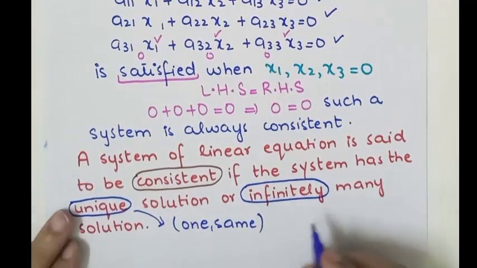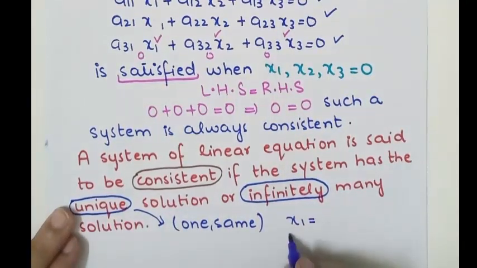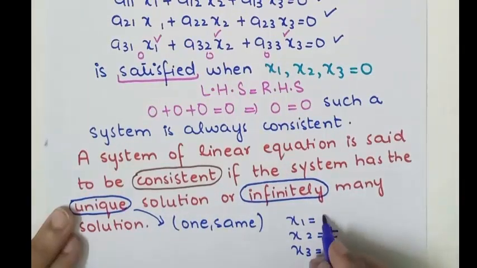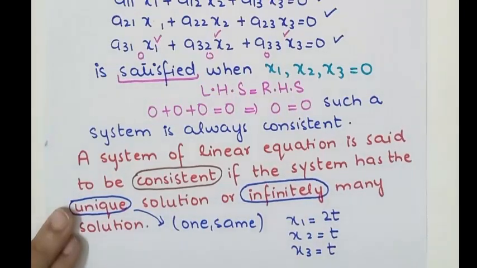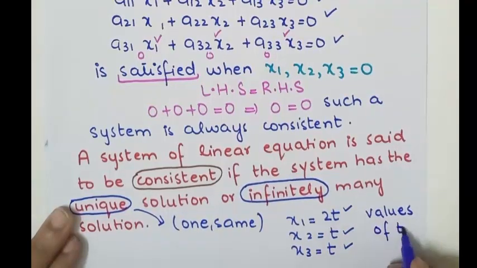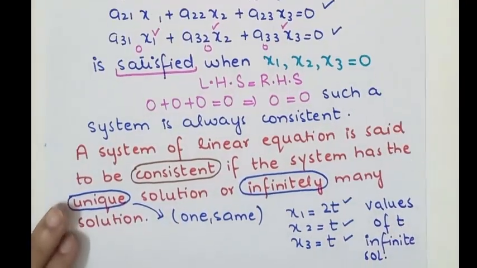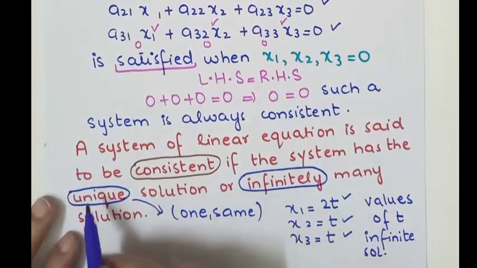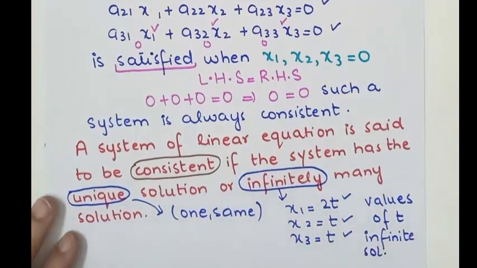For example, we have x1, x2, x3. Suppose x3 is equal to t, x2 is also equal to t, and x1 is equal to 2t. So when we put in values of t, we will get infinitely many solutions. So this is what is meant by unique and infinitely many.